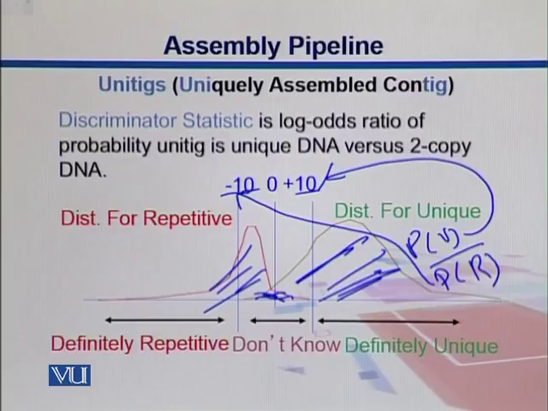So when we plot these two together, we can have these overlapping distributions. Anything that falls here is repetitive, with a value of minus 10 or below, and the values higher than 10 are unique, so they are lying in this distribution. The middle region is where we are not sure about it.